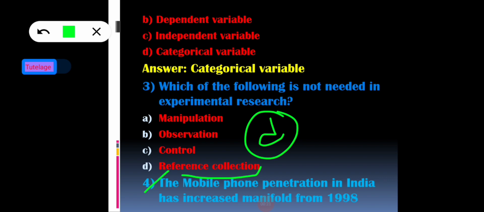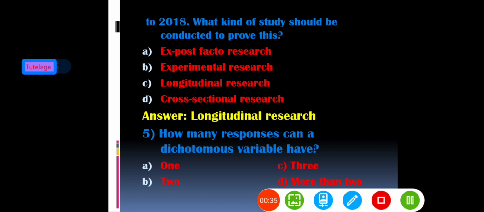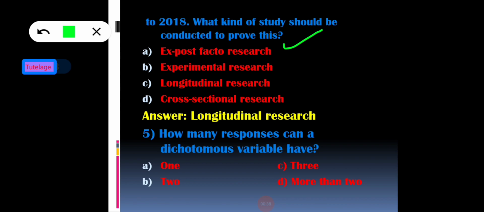The mobile phone penetration in India has increased manifold from 1988 to 2018. What kind of study should be conducted to prove this? There are four options: ex post facto research, experimental research, longitudinal research, and cross-sectional research. We have already discussed what is meant by ex post facto, experimental, longitudinal, and cross-sectional. If you have missed my previous session, please go and check it once. I hope all will be very clear to everyone.